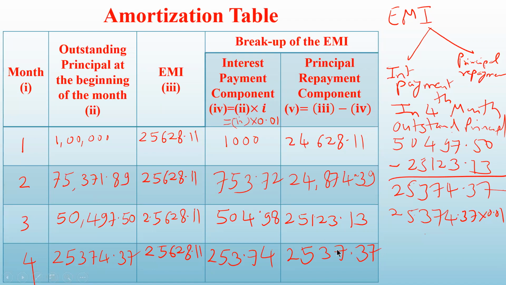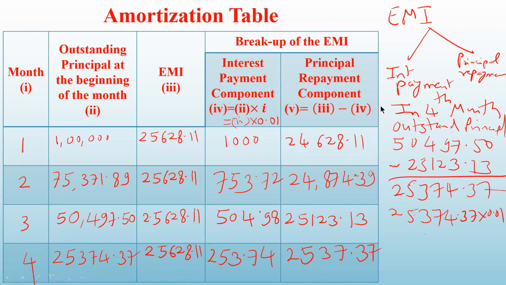So you will get 25,374.37. Okay, you see that in the beginning of fourth month, you were having this much outstanding principal, this much loan was due on you. Okay, and after you paid fourth month installment, you have paid this much principal. So in the fifth month, what is your outstanding principal? Nothing, zero. This minus this will be zero. So you are done with your loan installment.